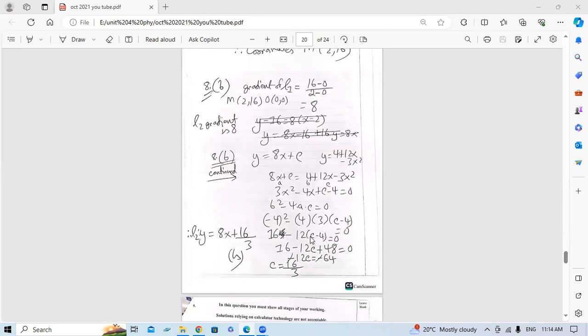16 minus 12 into (c minus 4) equals 0. 16 minus 12c plus 48 equals 0. And the c value will be 16 by 3. And the equation for L2 will be y equals 8x plus 16 by 3.